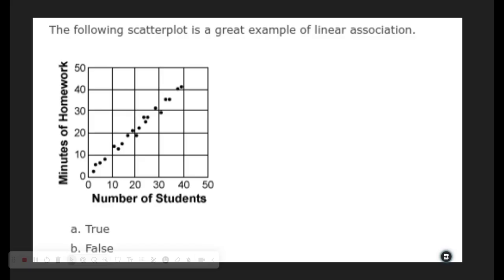The following scatter plot is a great example of linear association. So that's using our vocabulary word that we use with functions, linear, which means creates a straight line. And so you're going to tell me, is this true or false about this? Does this follow a straight line pattern? Okay, if you said true, you're absolutely correct.